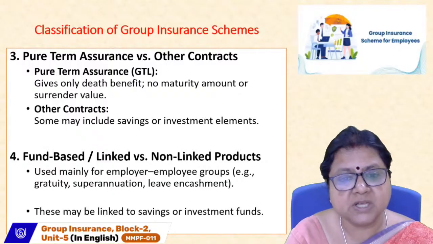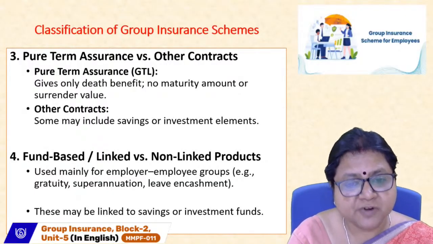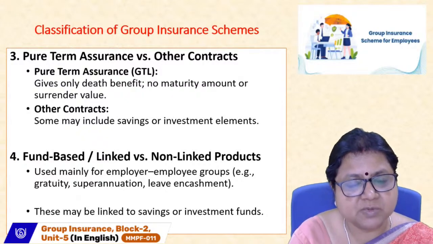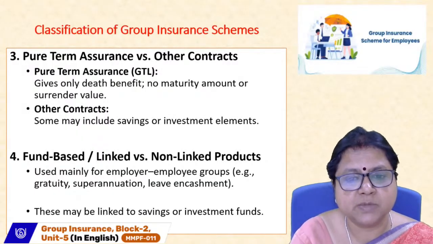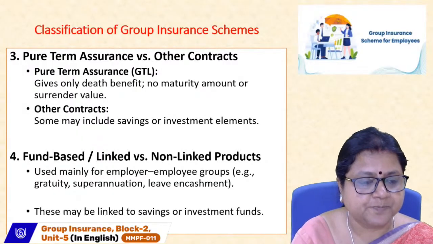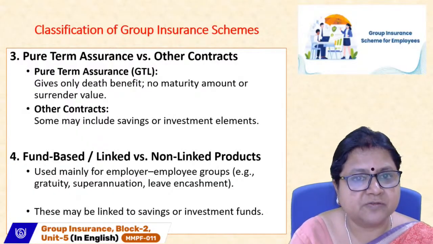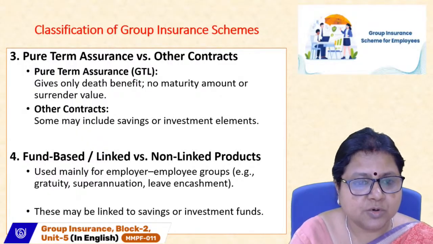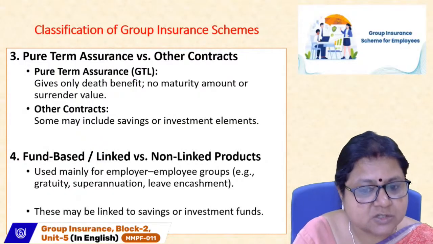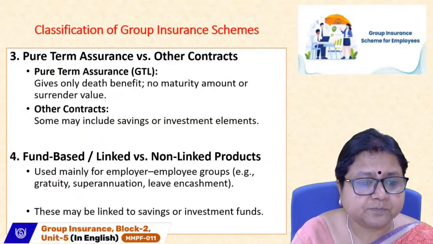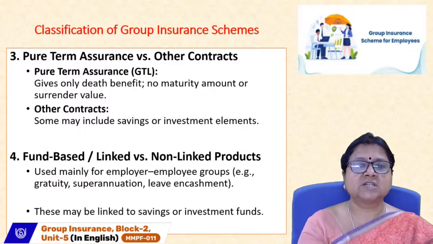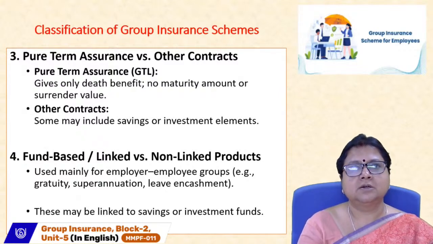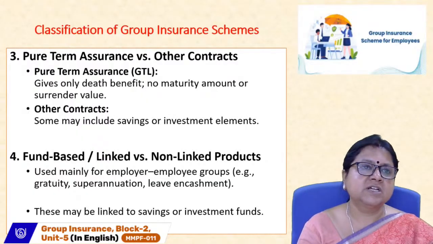So when the insurance company invests the funds received or collected, the insurance premium, in different securities, then of course when there is a profit, that will be shared with the organization. There are other types of group insurance schemes, like fund based and linked versus non-linked products, that I have just told you about as investment funds. But sometimes the organization might use group insurance schemes as a utility for their sinking funds.